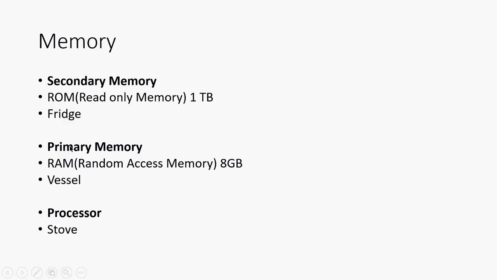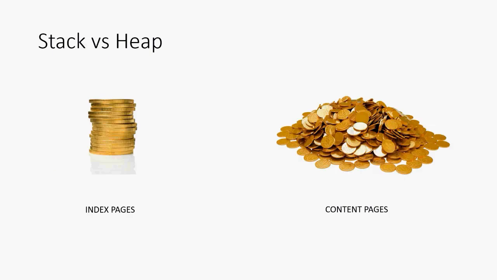So we saw that there will be a primary memory, right? The main usage of primary memory is the actual execution of programs. Something like we do the actual cooking in primary memory. Primary memory is divided into two parts. One is called stack and another is called heap.